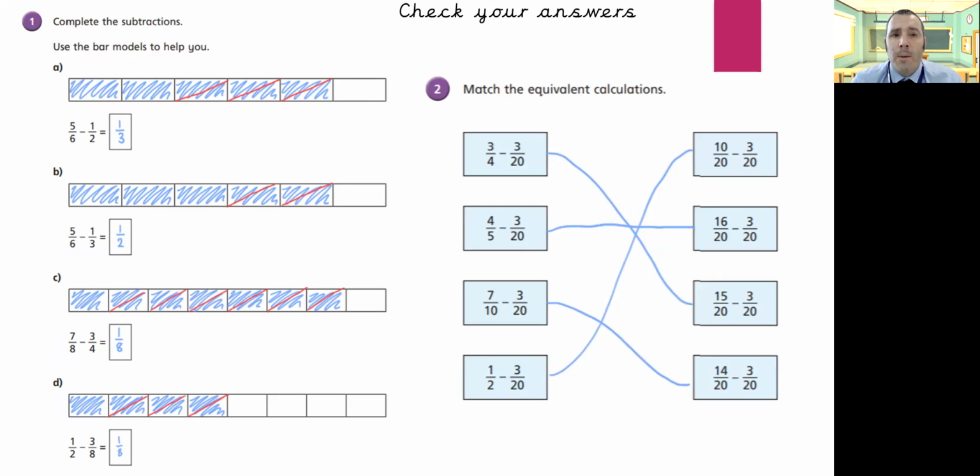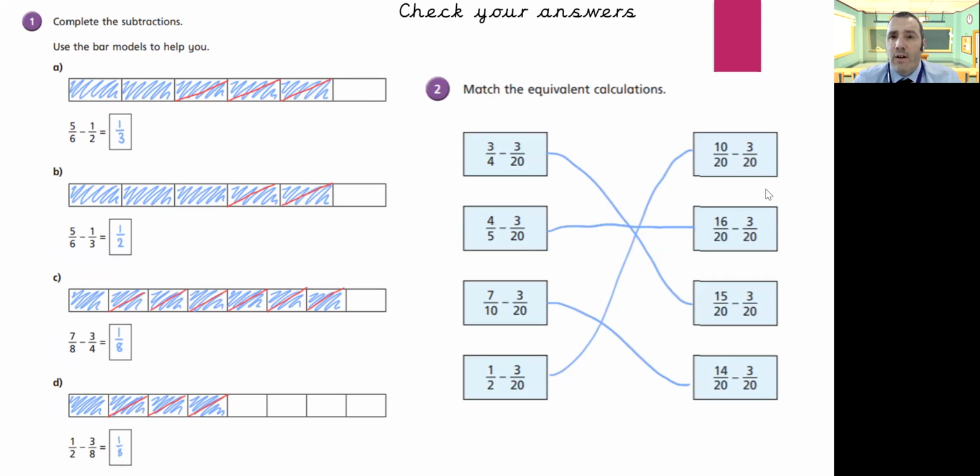So you see I've colored them in blue and I've crossed them through in red. So I'm using a different color so I can see what I've done. I've also made sure I've expressed my fraction in its simplest form. So for A, you would have had 2/6. I've got two even numbers, so I can just divide them by 2, and that leaves me with 1/3.